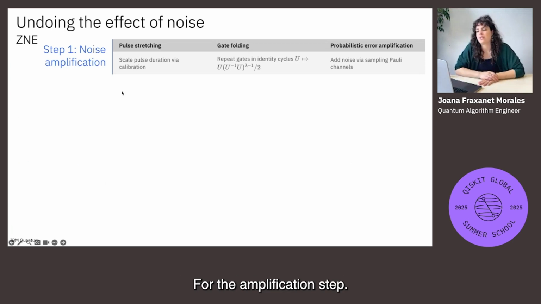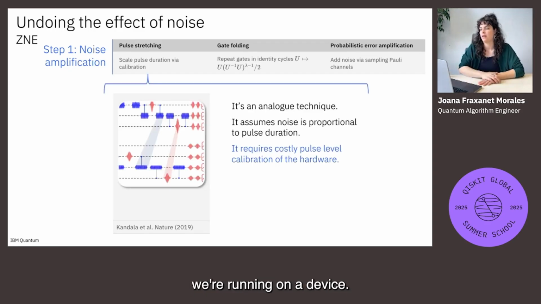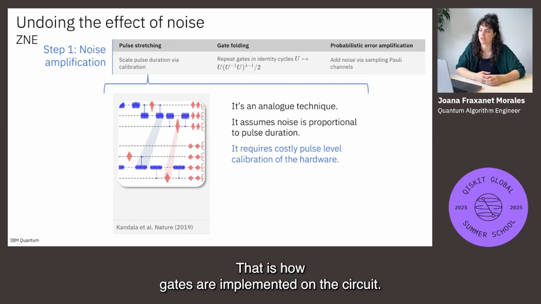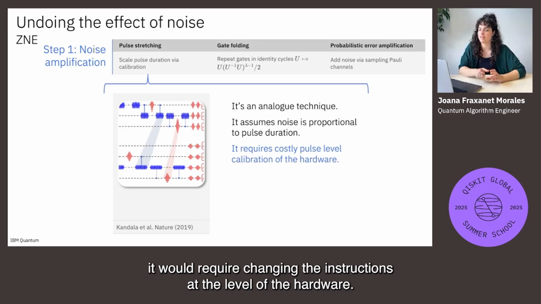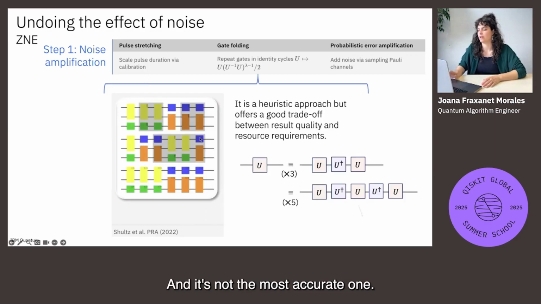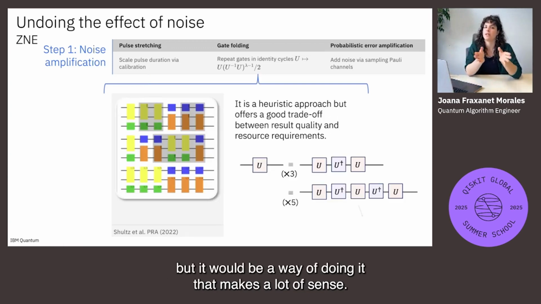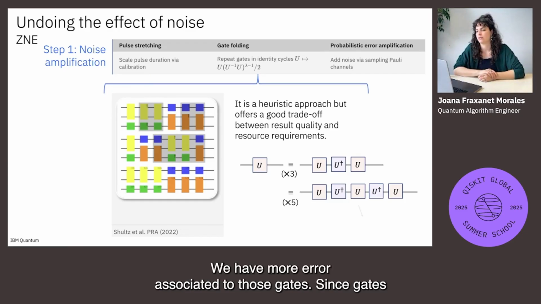For the amplification step, we have different options. There are different ways of amplifying the noise of a circuit we're running on a device. One way is to assume that the noise is proportional to the duration of the pulses, that is, how gates are implemented on the circuit. This is kind of an analog technique, and it would require changing the instructions at the level of the hardware. This is a bit complicated, especially in the way that Qiskit is implemented now, and it's not the most accurate one. So this one is not available right now. But it would be a way of doing it that makes a lot of sense. By making the gates act for longer times, we have more error associated to those gates.